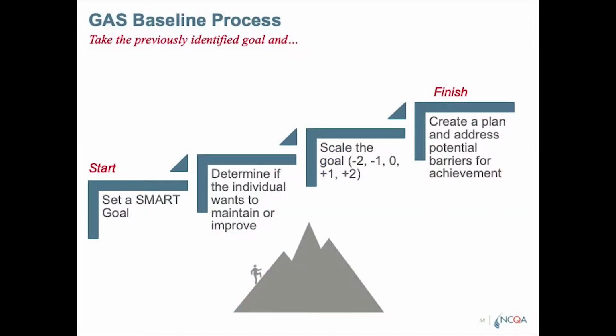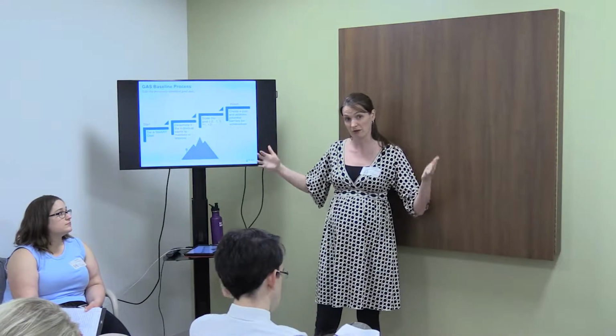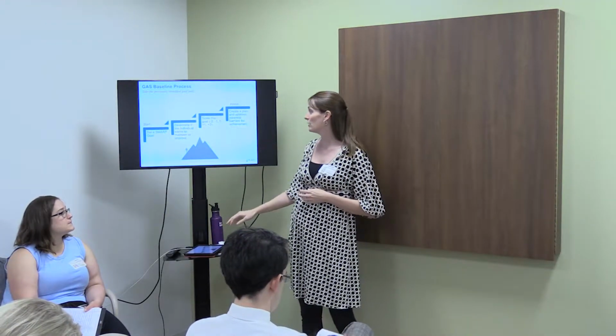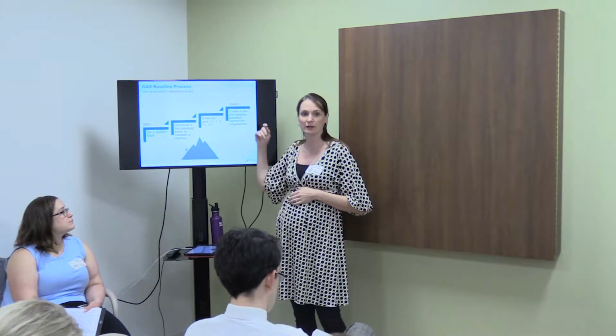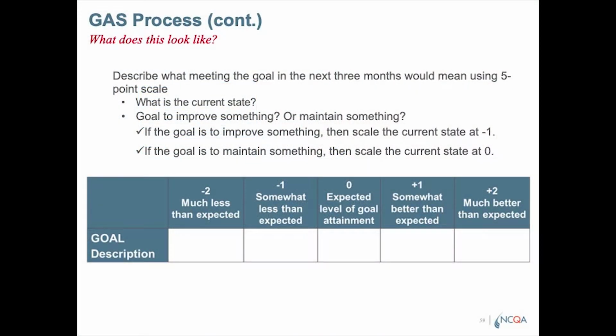So the way that this is going to work is you're going to work with people to set the goal. You're then going to determine, same step of determining if this is a goal to improve something or to maintain something. We're going to scale the goal, and I'll walk through what that looks like, but basically you scale the goal from -2 to +2 on a 5-point scale. And then you create a plan, same as the problem plan and barriers. So this is what it looks like.